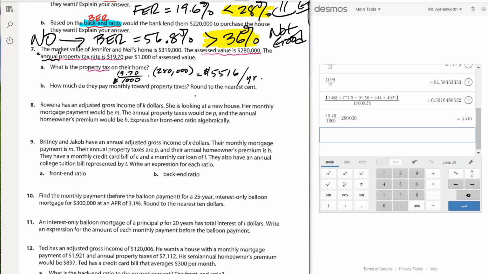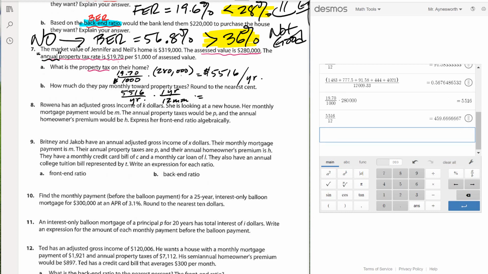Okay, how much do they pay monthly towards property taxes? Well, if this is annual per year, you just simply divide it by 12. So we take $5,516 per year. We know that in every year there are 12 months. So we take 5516 divided by 12, because there's 12 months per year, and you have to pay $459.67. All right, and this is per month. That's property taxes monthly. So notice the slash, and I say per month. Always label your numbers because you have to know whether it's annual or monthly.